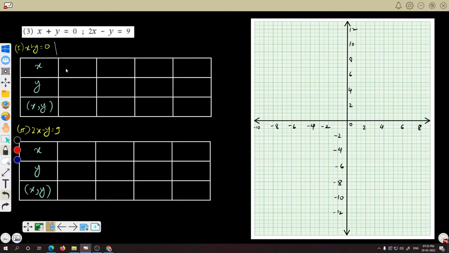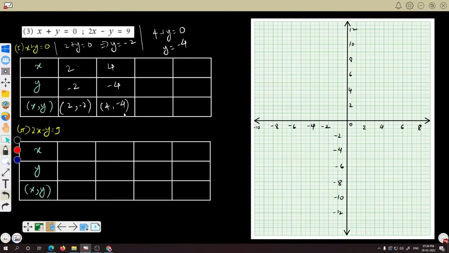So how to solve this? If I take x as 2, then the equation will be 2 plus y is equal to 0, which implies y is equal to minus 2. Therefore, the coordinates are 2 comma minus 2. I hope this is clear to you. Now, if I take x as 4, then the equation will be 4 plus y is equal to 0. Therefore, y is equal to minus 4.